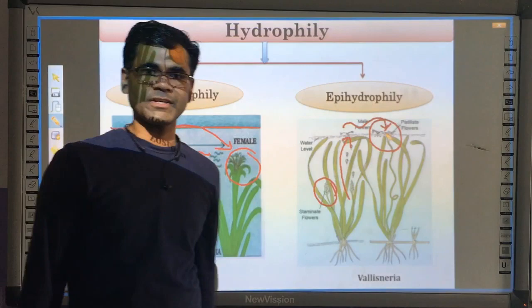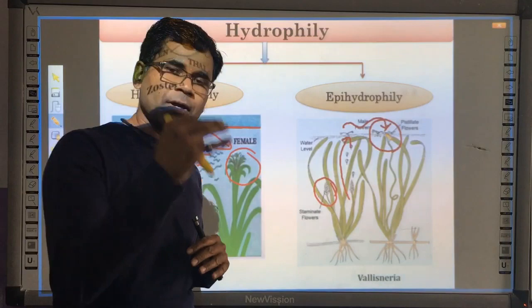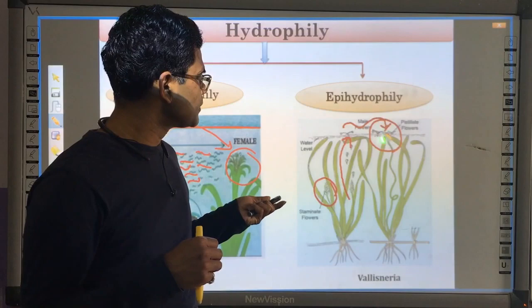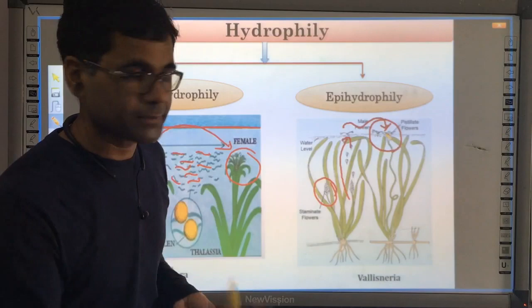Okay. So, hypohydrophily, Zostera, fertilization and pollination in the water. Epihydrophily, Vallisneria, pollination on the surface of water. These examples are very important. In an examination they can ask how the pollination of Zostera is different from Vallisneria. So keep it in your mind.